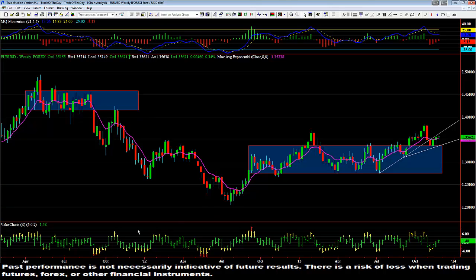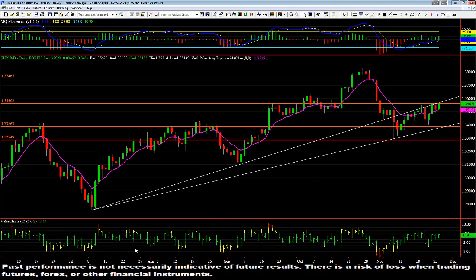I want to see it break through the trend line, especially over here on our daily chart. I want to see it make it through that trend line first. Then it'll reassure me that we are going to continue on in the uptrend.